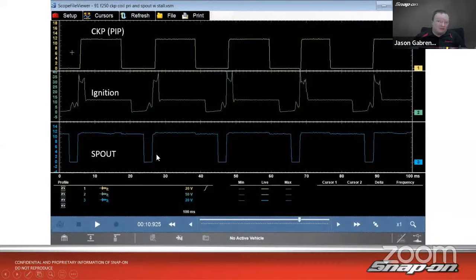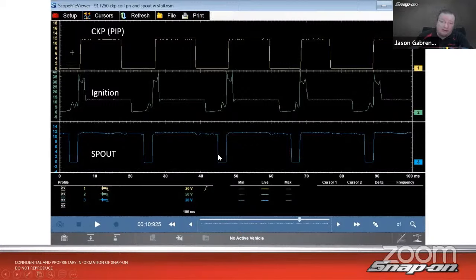So we have 3 channels on this in this case. We have the crank position sensor signal, which they call PIP. And then we have the ignition output signal. And then we have something that's called spout. So this spout is an input to the ignition module. This crank signal is an input to the ignition module too, and then it goes through the module to the computer. And then this ignition output is an output from the module. So the crank sensor goes through the module out to the computer, control module, and then the computer then sends this spout back to the ignition control module.